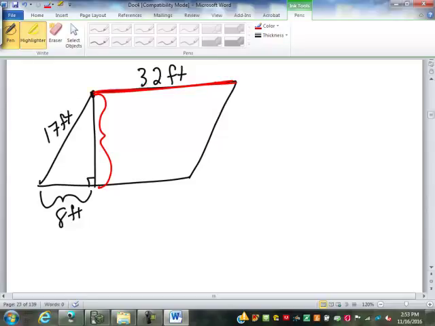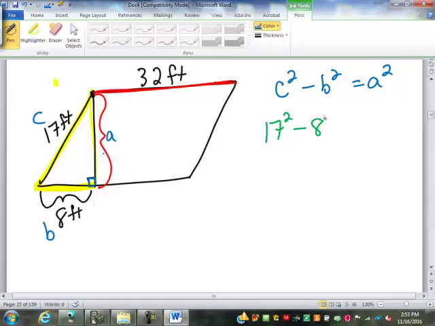To find the height, I have to recognize that this is a right triangle. And once I recognize that, I'll label this side A, this side B. Those are my two legs. They make the right angle. And the 17 feet is side C. So I'm going to use that version. C squared minus B squared equals A squared. So I've got 17 squared minus 8 squared equals A squared.